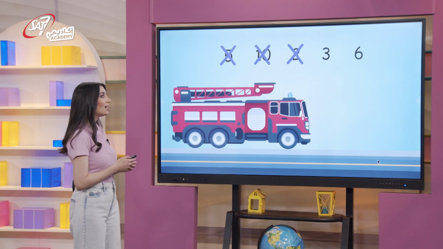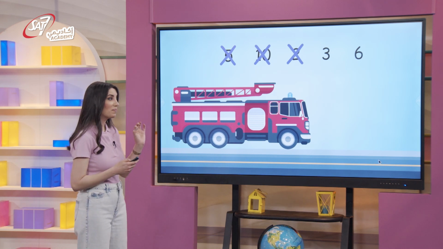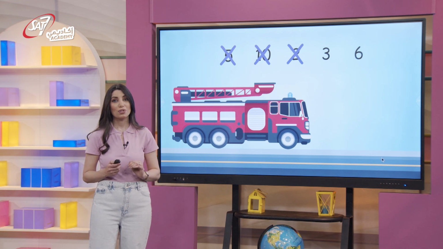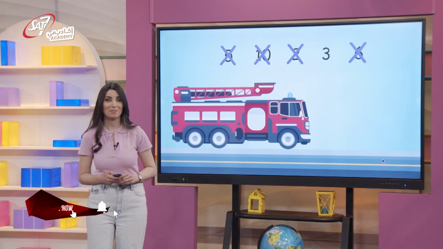Now, is 99 divisible by 6? Listen carefully. If a number is divisible by 2 and 3 at the same time, then it is also divisible by 6. Simple. 99 is divisible by 3, but not by 2. So we cannot have 6 fire stations in this city.